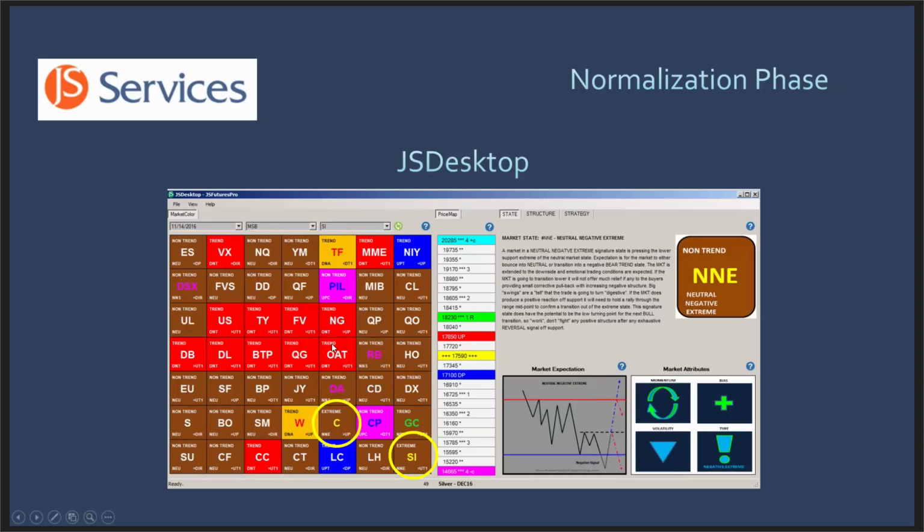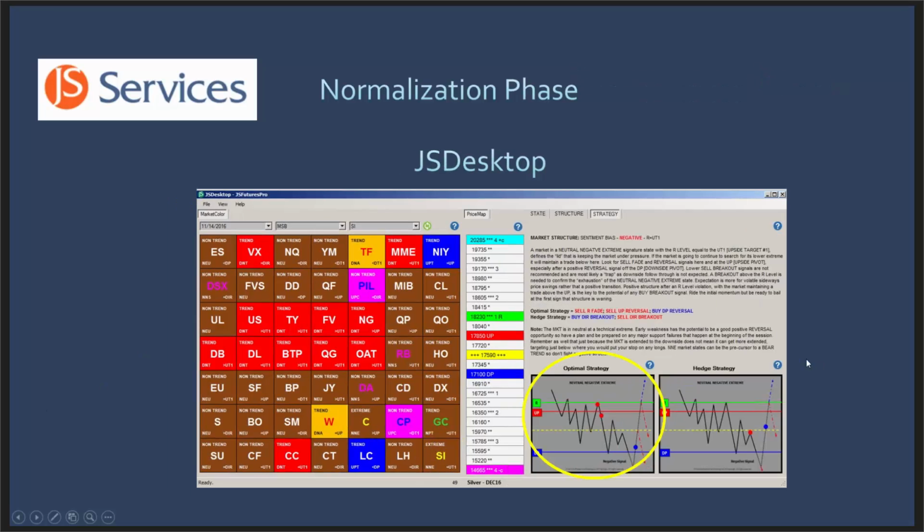But so to normalize our approach, I like extreme states, and I like reversal strategies. The market's excited, it's pressed to the downside or upside, and I want to get that quick reversal strategy. So with the grid today, I come in and I see that corn and silver are in a neutral, negative, extreme market state, and silver is one of the markets I like. And so now I'm quickly on top of a trade.